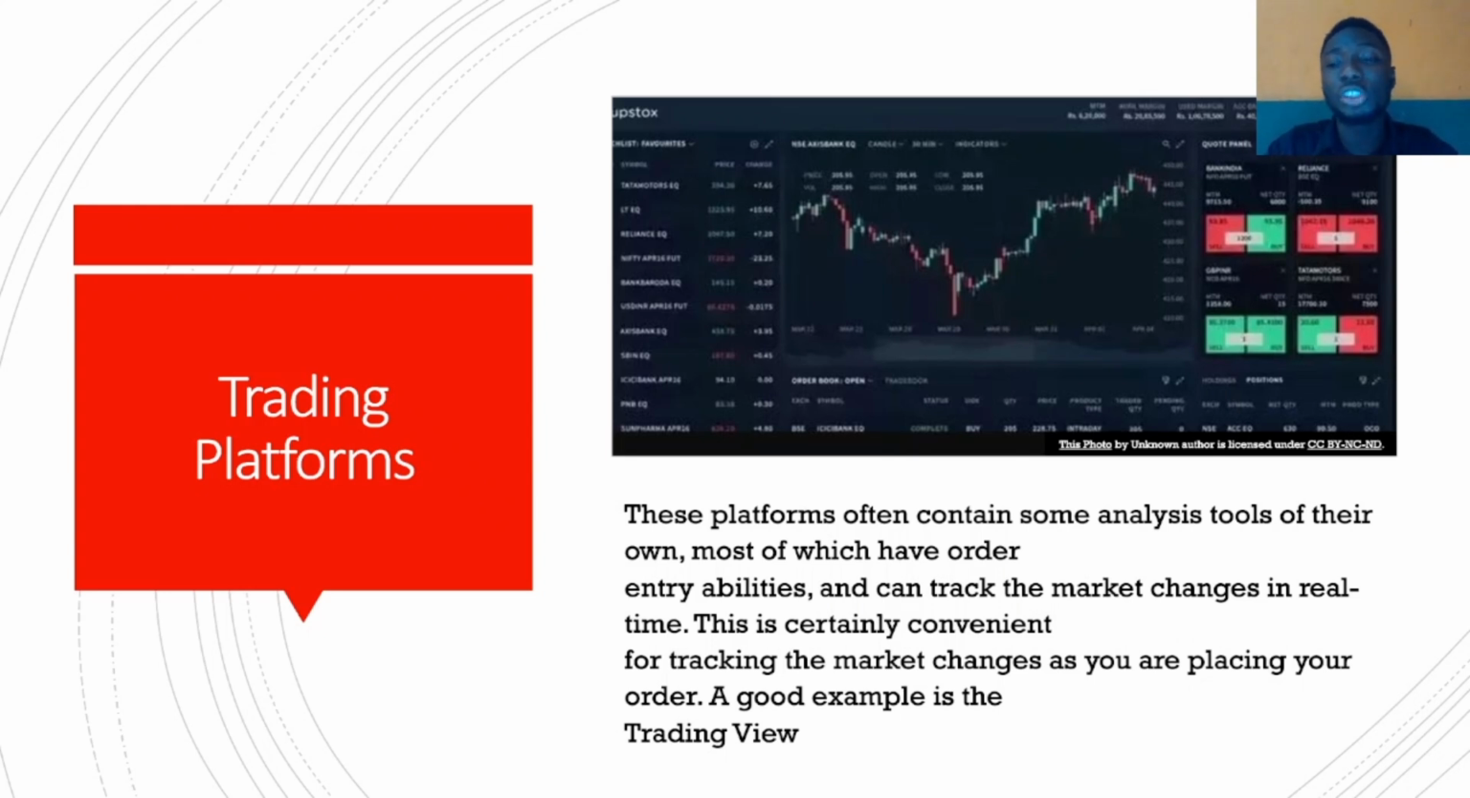And most of what I'm teaching you, this is what you'll be using to practice. You can use it to mark out your entries, anything. A good example is TradingView. That's a trading platform. You can download it after watching this video and start practicing, or start getting familiar with the work environment.